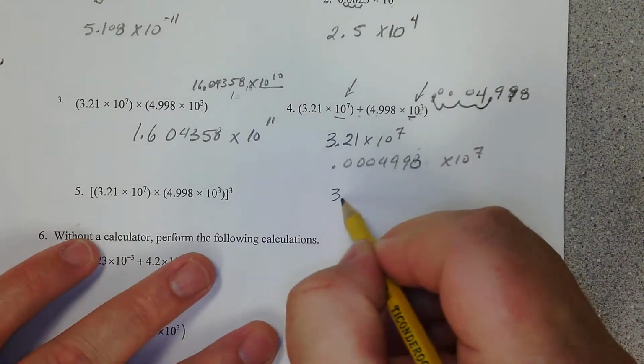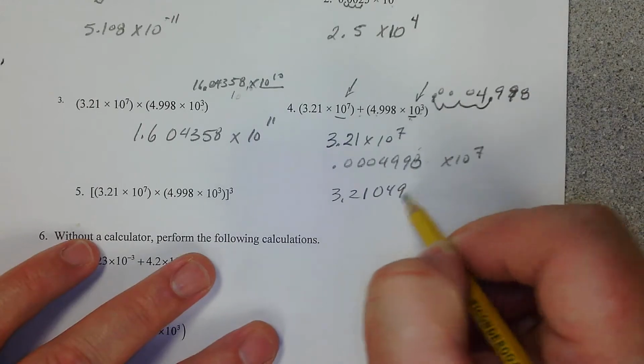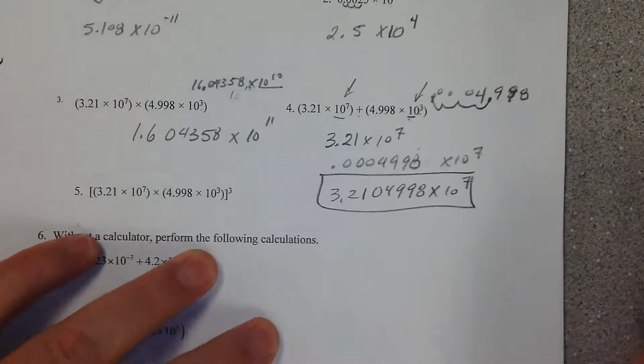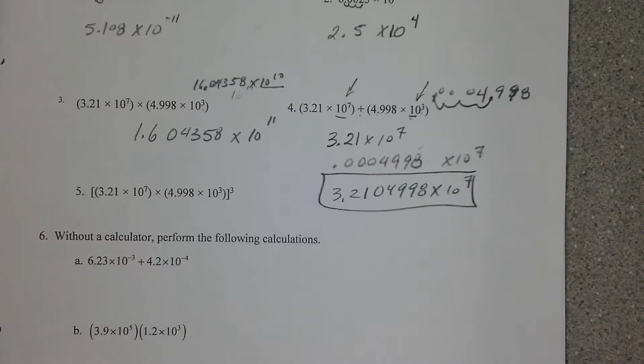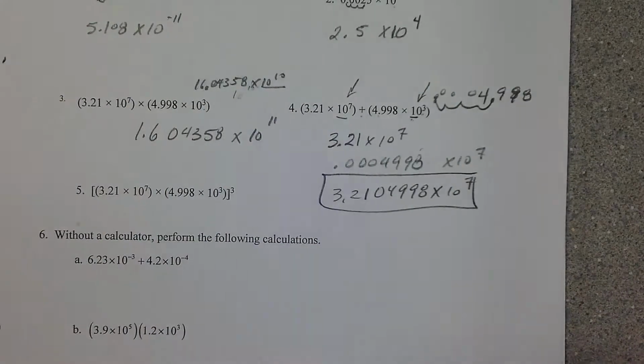So here's what we got. We got 3.21, 04998 times 10 to the power of 7. Dang, look at that hotness. That's just fantastic. Okay, now, no calculator. It says, without a calculator, perform the following calculations.